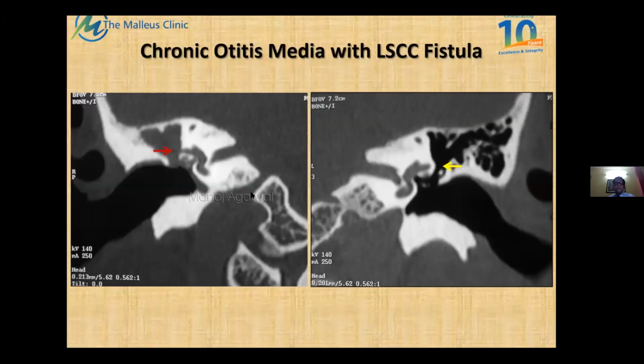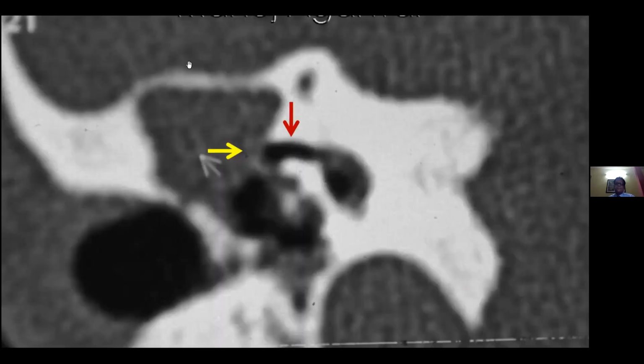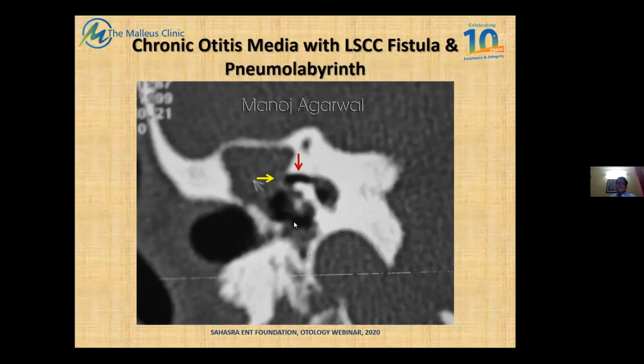Okay, now let's zoom in here. Do you see this hypointensity in the vestibule? Do you see this entire lateral semicircular canal hypointense? Why? This is a pneumolabyrinth. Air bubble has entered inside the labyrinth. So it probably means that not only is the bony semicircular canal eroded, it is the membranous labyrinth which is eroded as well.